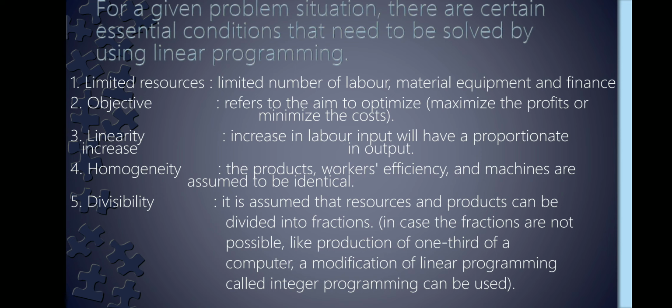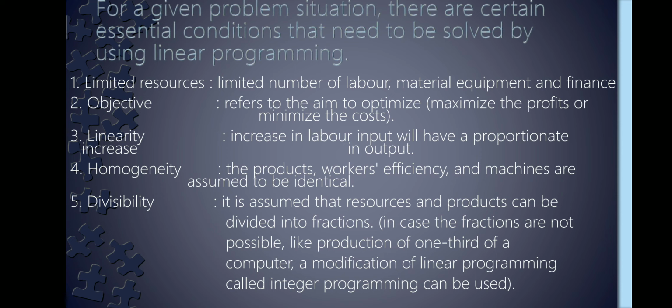Objective refers to the aim to optimize. As we discussed, the aim is maximizing the profit and minimizing the cost. So the objective is always optimizing things, which means maximizing the profit and minimizing the cost.